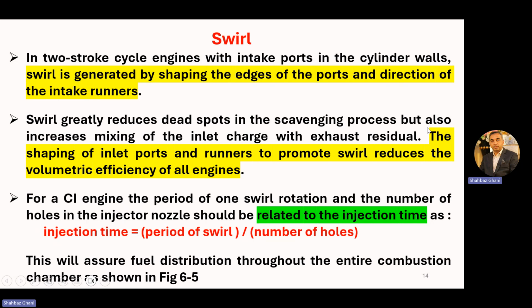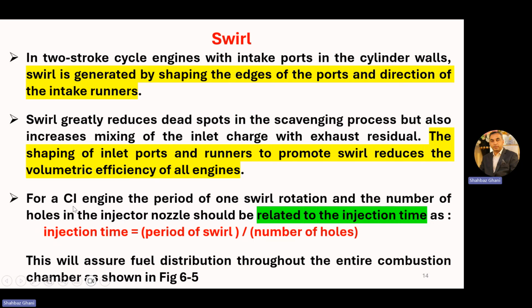So in a two-stroke engine, it's like this. The shaping of the inlet port and the runners to promote swirl reduces the volumetric efficiency of the engine in all cases, whether it's an SI engine or a CI engine. For a CI engine, the period of one swirl rotation and the number of holes in the injector nozzle should be related to injection time.